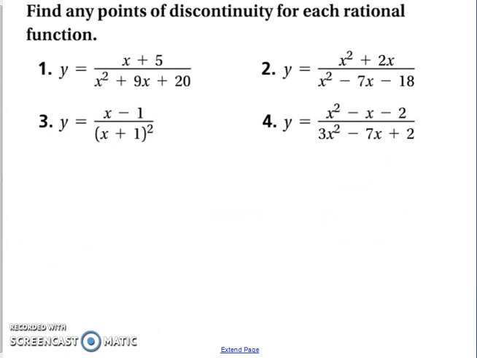Okay, so we're just going to look at a couple of other examples. If you're good with it, you don't have to watch these. If you just want to see a couple of extra ones, they're here. I'm going to go through these rather quickly. Okay, so we just want to find the points of discontinuity.